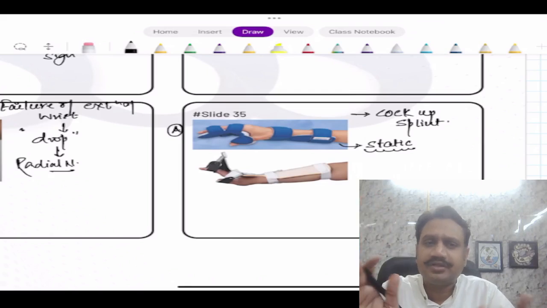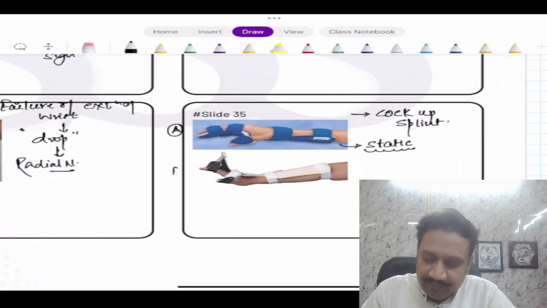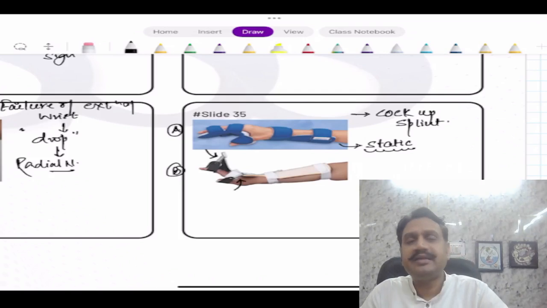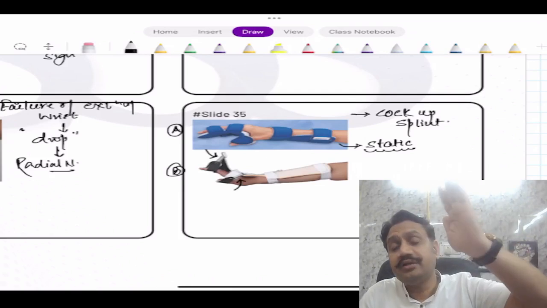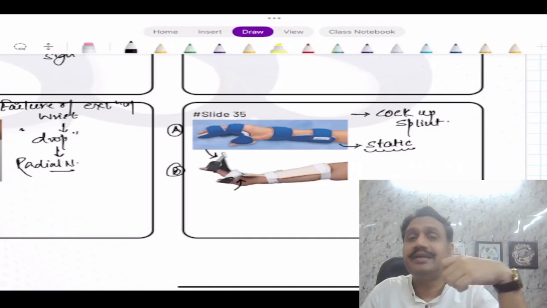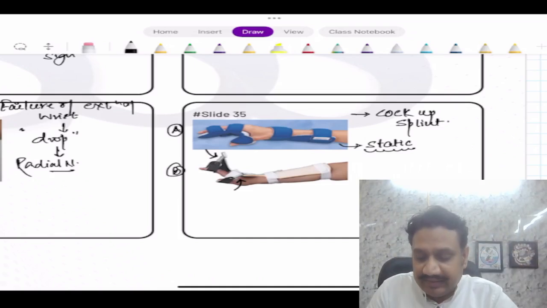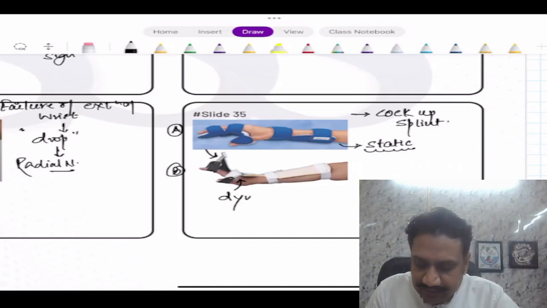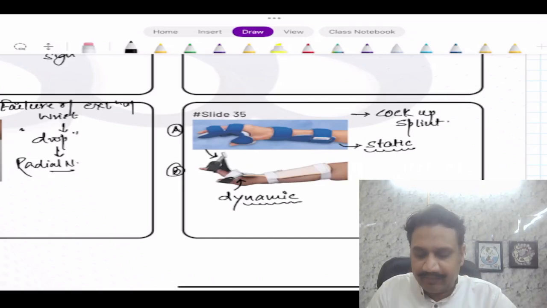No position change, nothing. But if you look at image B, you can very well appreciate that there are springs connected to it. Can you see that? Spring means there is always a possibility of mobilization. The limb, the joint can be easily mobilized. And that is why these kind of splints are called dynamic splints.